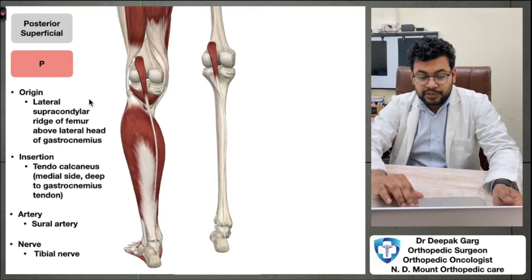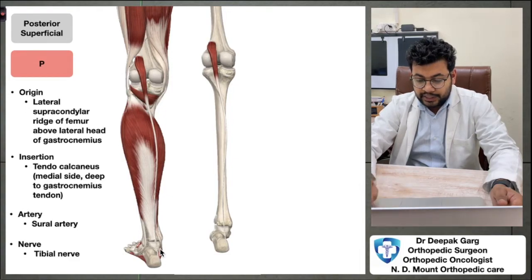Then we have the last muscle of the posterior superficial compartment, the plantaris muscle, which has an origin from the lateral supracondylar ridge above the lateral head of the gastrocnemius, and this will travel as a very thin tendon and will insert at the calcaneal tuberosity and into the tendo Achilles.